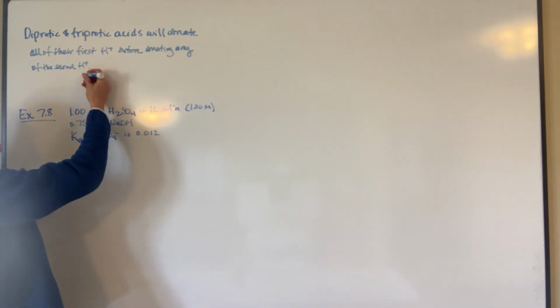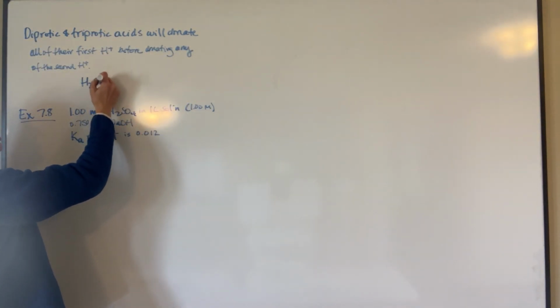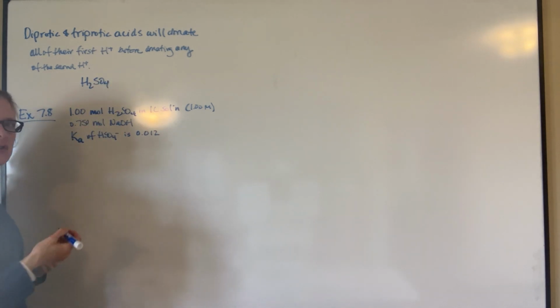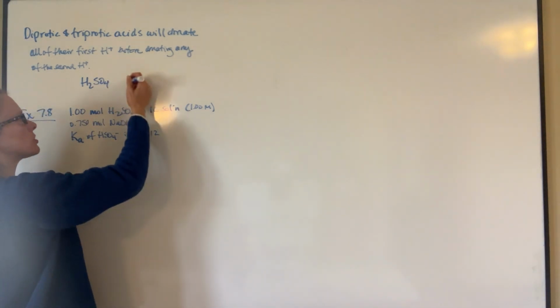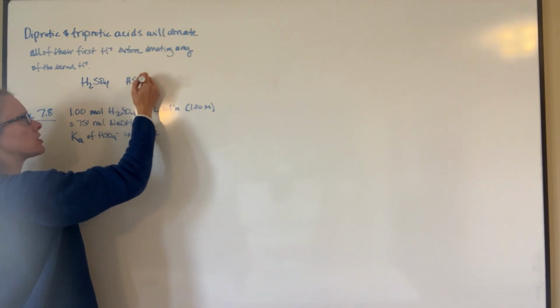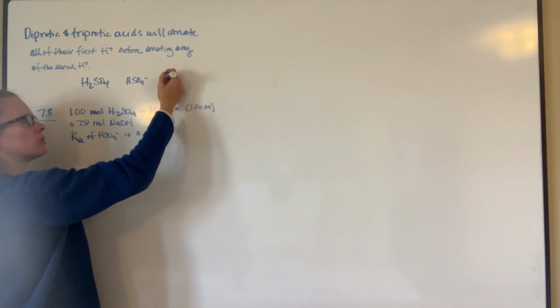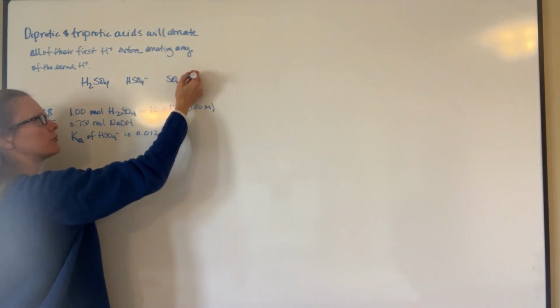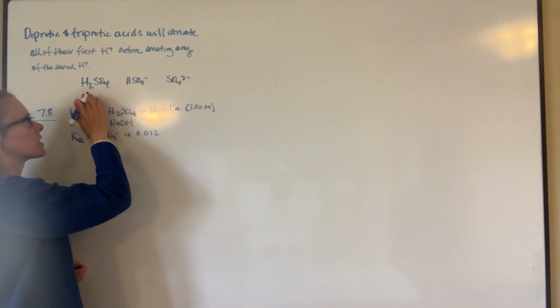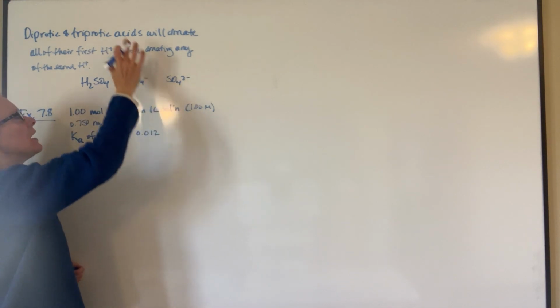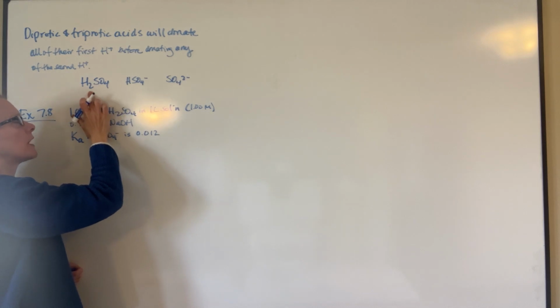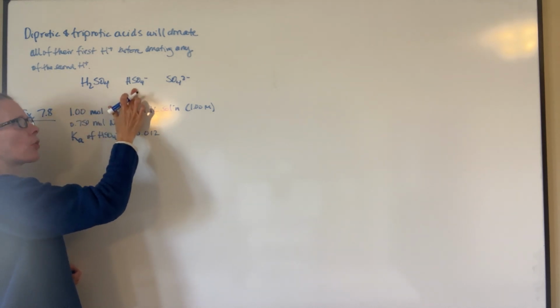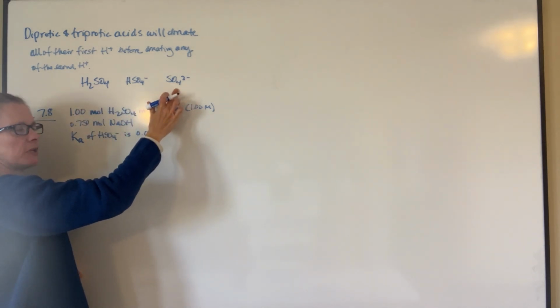So an example of a diprotic acid would be H2SO4. If it donates its first hydrogen ion, you're going to be left with HSO4 minus, and if it donates its second hydrogen ion, you're going to be left with SO4 2 minus, okay? So it's got two hydrogen ions it can donate. This just says that it's going to donate all of the first one before I have to worry about that second one being donated.